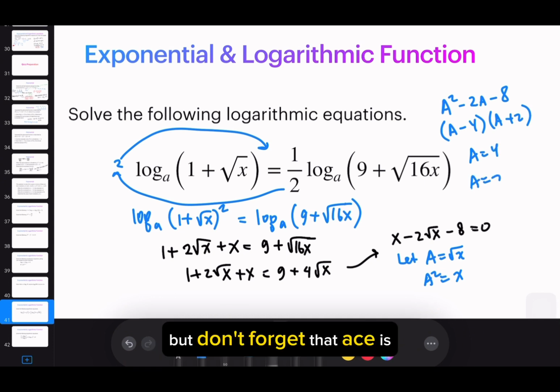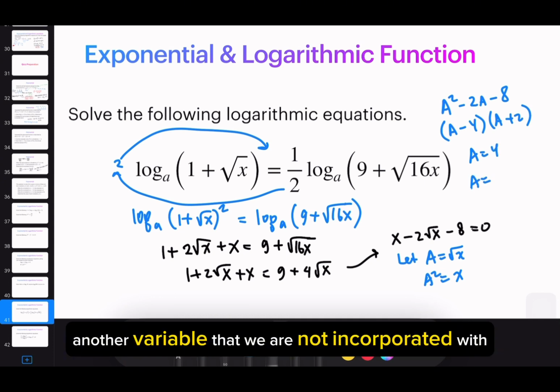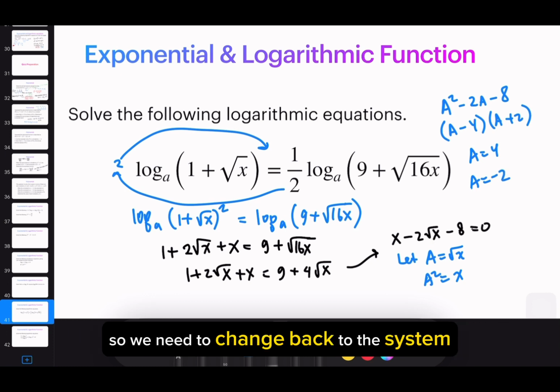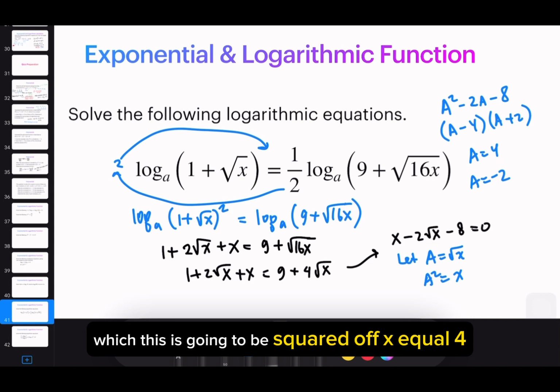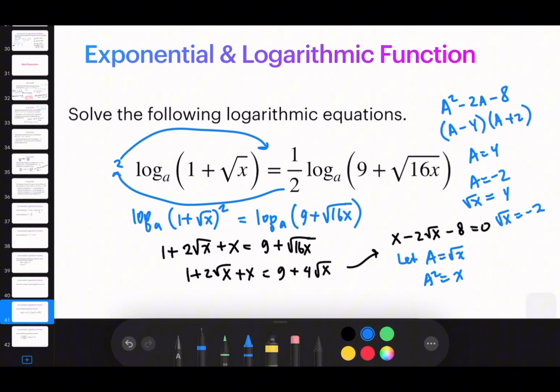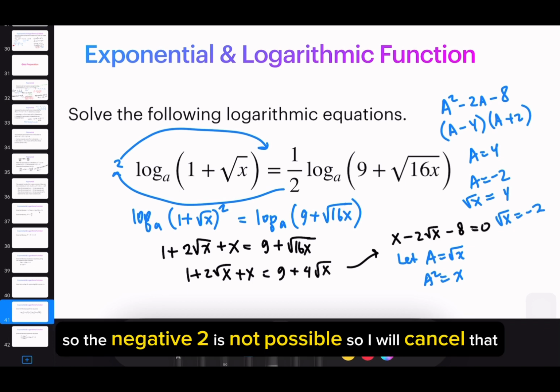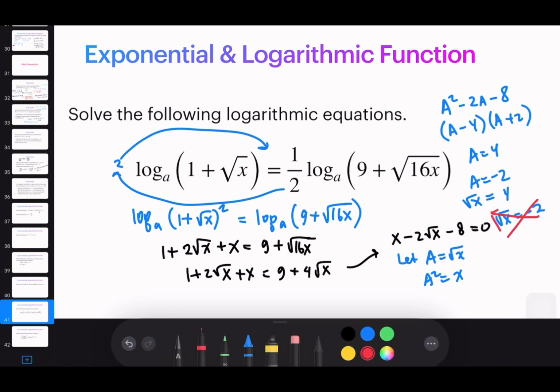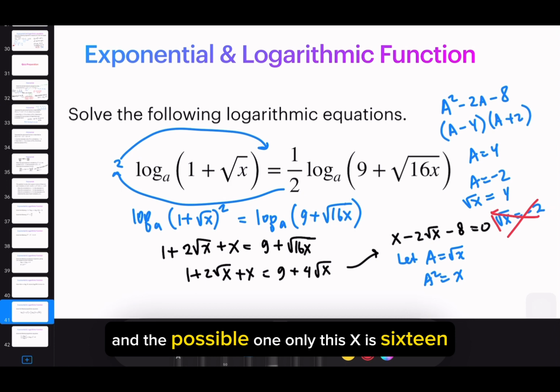But don't forget that a is another variable that we have not incorporated. So we need to change back to the system, which is going to be square root of x equal 4, or square root of x equal negative 2. So the negative 2 is not possible, so I will cancel that. And the only possible one, x, is 16.